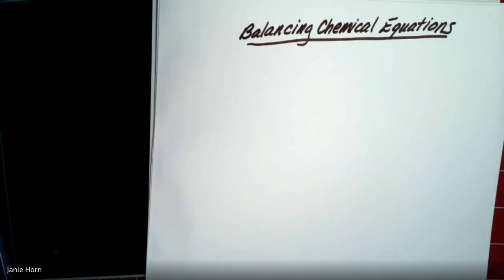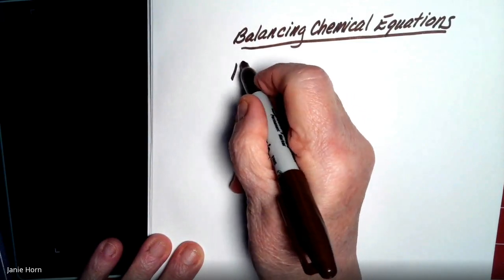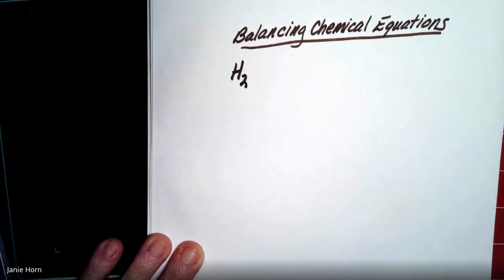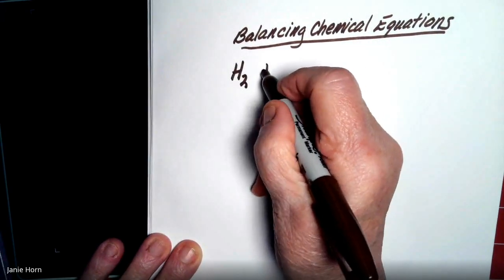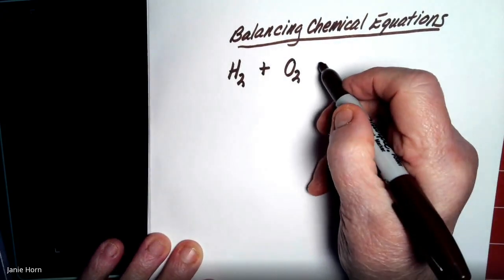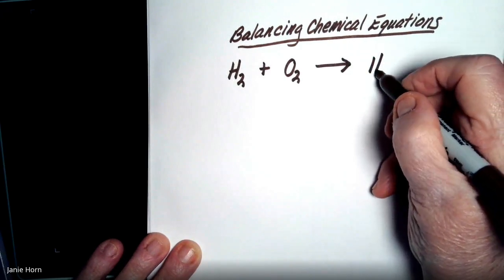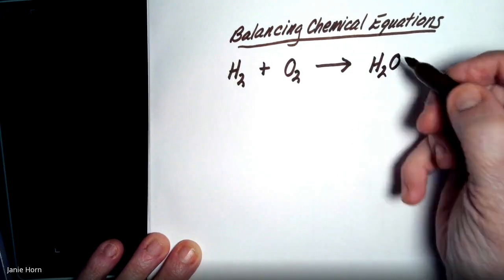Okay, today I want to teach you how to balance a chemical equation, and we're going to do a couple of examples. Okay, so we're talking about a chemical equation. Let's just suppose we have H2, that's hydrogen gas, and we have O2, which is oxygen gas, and together they form H2O, which is water vapor.